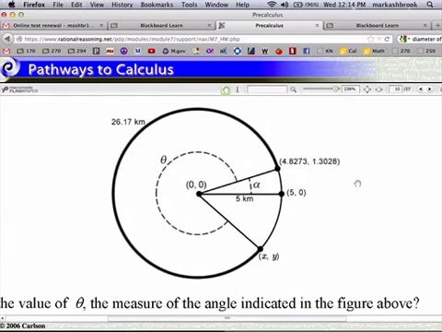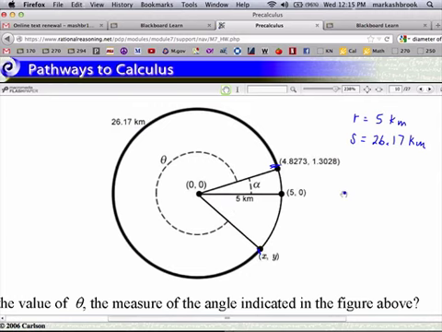Okay, so we want the angle theta. What do we know about the circle? You know the radius is 5. If we want to know this angle theta, and we know the radius is 5, what else would we need? The arc length. Yeah, so what is the arc length? 26.17, right? From this point here to this point here, that arc length is the 26.17.